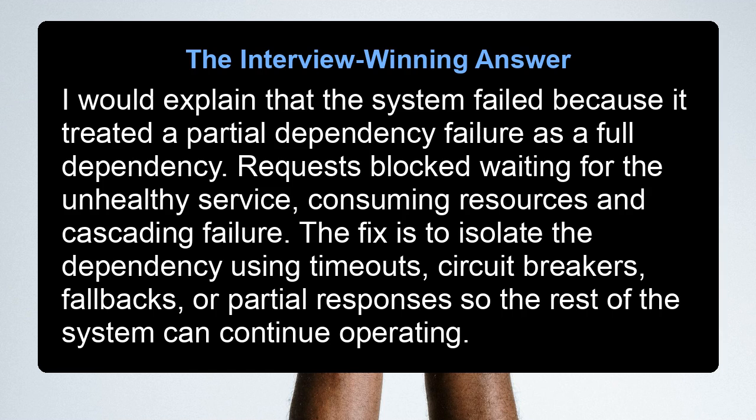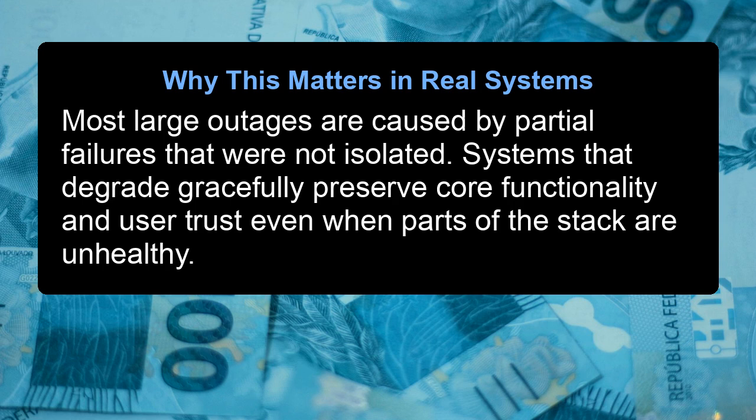The interview-winning answer. I would explain that the system failed because it treated a partial dependency failure as a full dependency failure. Requests blocked waiting for the unhealthy service, consuming resources and cascading failure. The fix is to isolate the dependency using timeouts, circuit breakers, fallbacks, or partial responses so the rest of the system can continue operating.